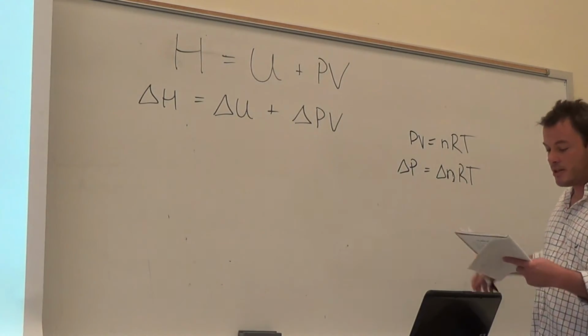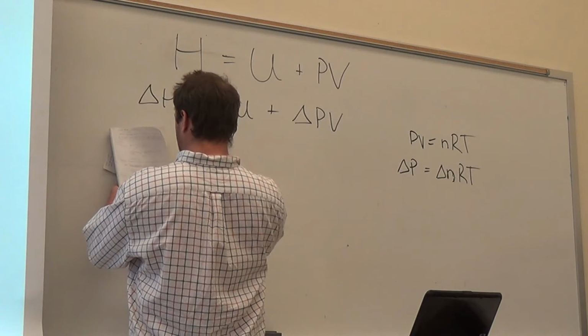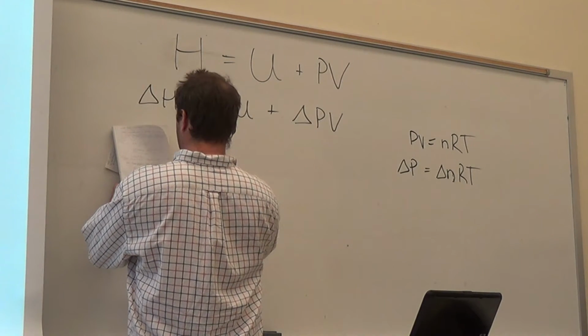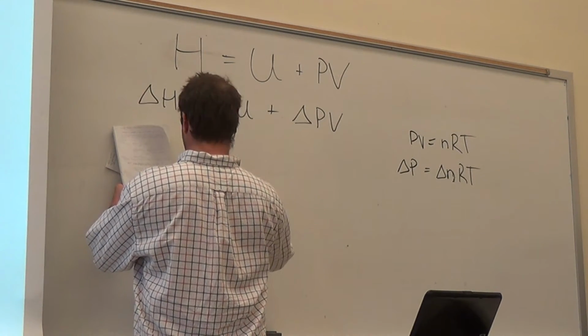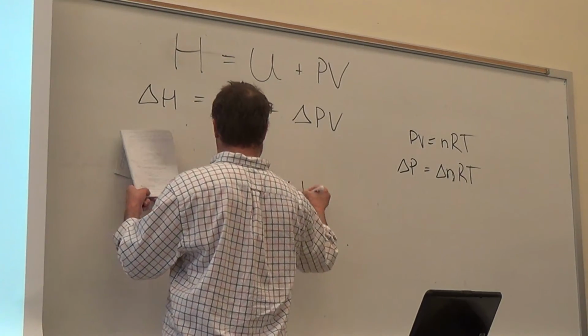Right? So this guy, we calculated our delta U. We said that our delta U was negative 3.26 times 10 to the 6 joules per mole.